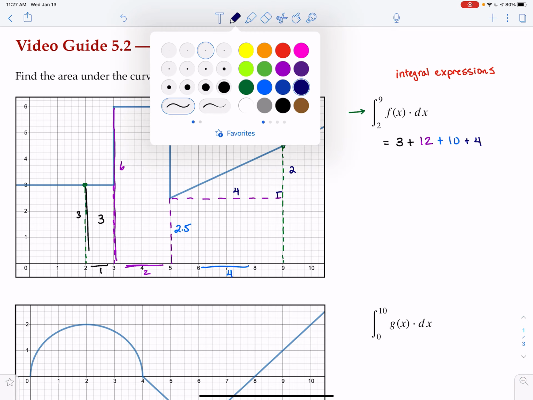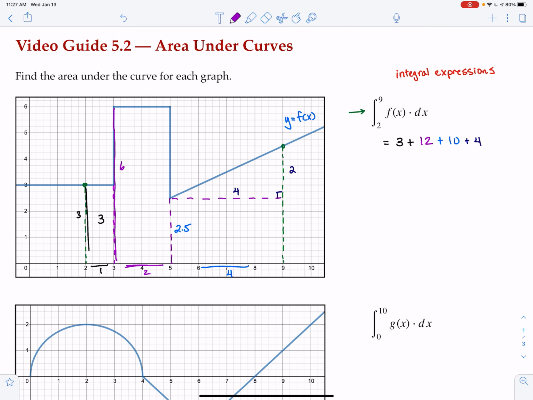And in order to do that, I just add those numbers up together. This is a relatively simple and clean answer. It is a positive integer. We get 3 plus 12 is 15, plus 10 is 25, plus 4, I get 29. So my answer to the integral expression given up here, of the integral from 2 to 9 of f of x dx, is 29 units squared. Remember, this is area. Our units should be square units.